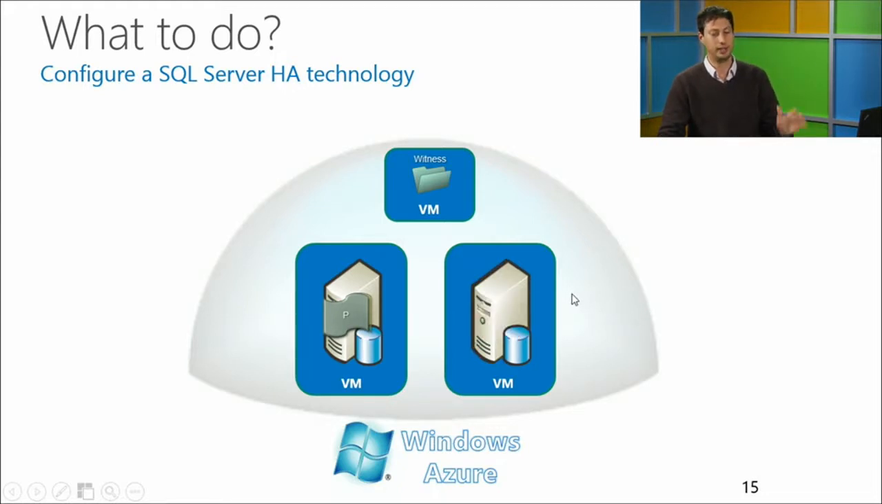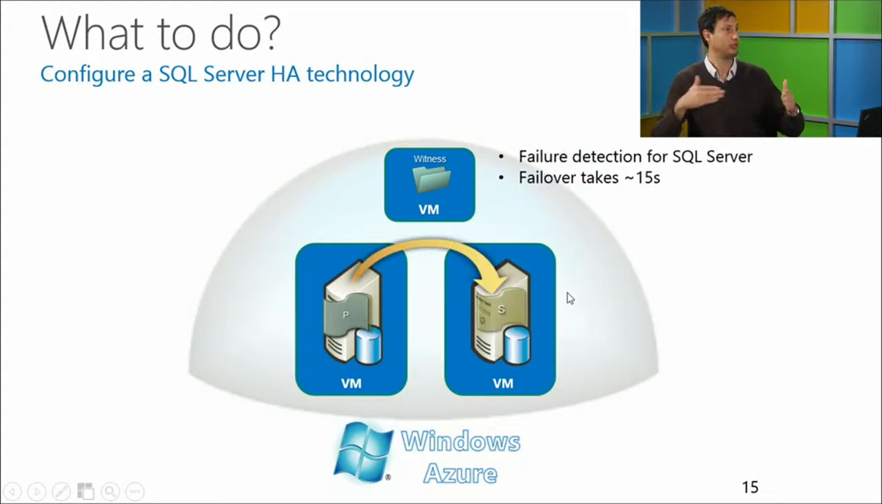At some point in time, the previous primary will come online. Now it will come back as a secondary, and it will start resynchronizing transactions again from the primary. And that's how you can achieve high availability continuously in Windows Azure. What this provides is failure detection for SQL Server. So if anything is impacting SQL Server, for example a continuous out-of-memory situation, that will be detected by the SQL Server HA technology, and the failover will take very little time, around 15 seconds. And 15 seconds is a lot better than 15 minutes. So if you want that very high level of availability, you can do this.